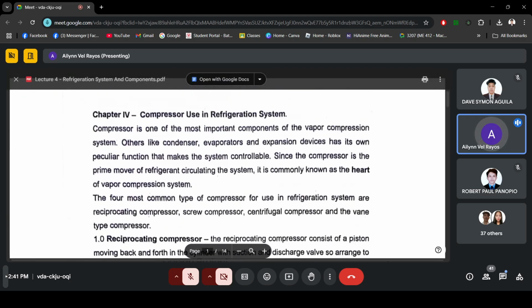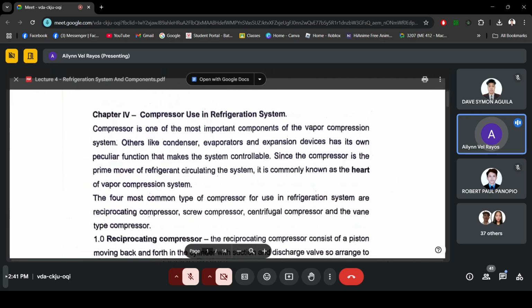Okay, malinaw naman 'yun? Clear? So, na-discuss din naman natin last previous weeks, standard vapor compression cycle and the actual vapor compression cycle also is working that way. So pinagkaiba lang is that minsan nagkakaroon tayo ng superheating and subcooling.